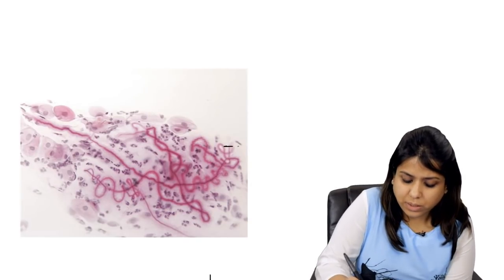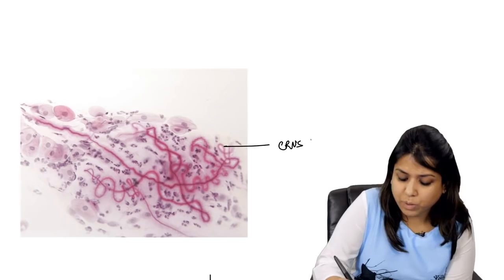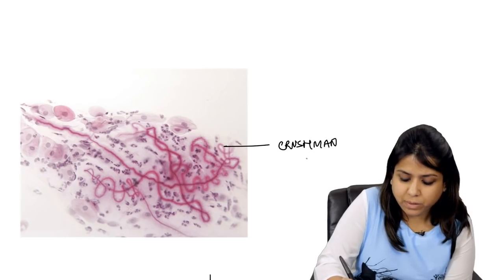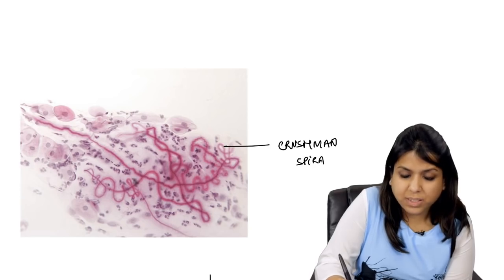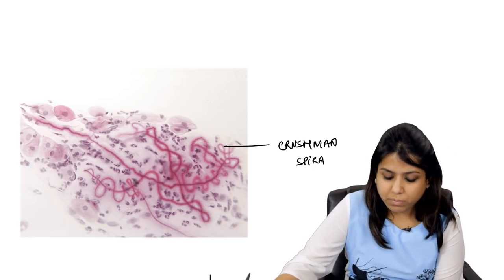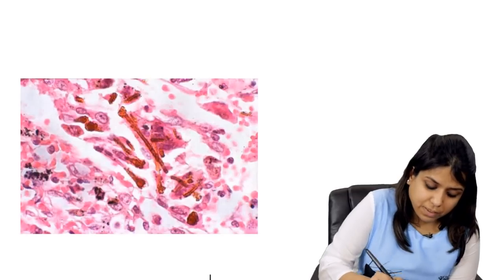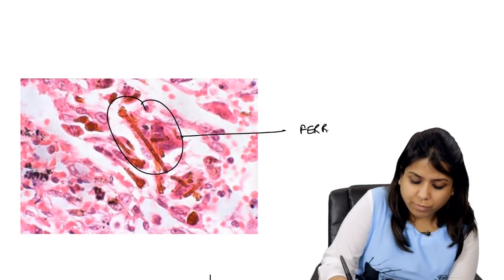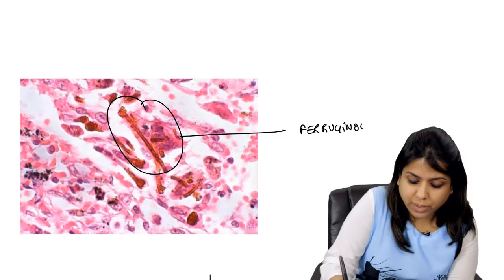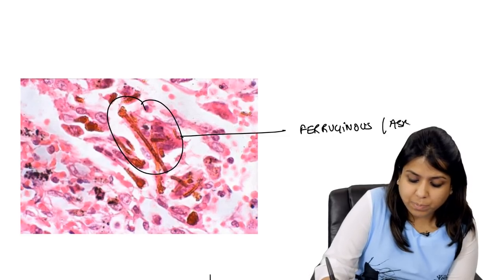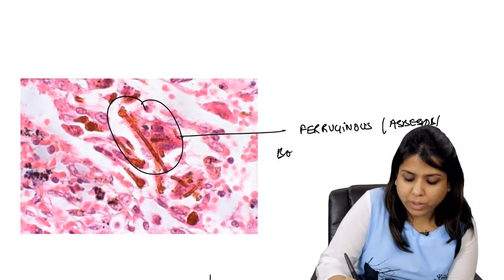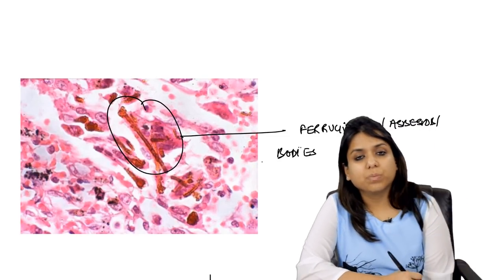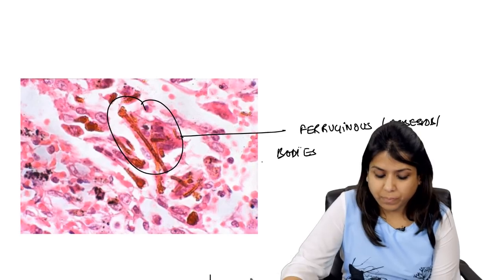Next image, students, this is a lung biopsy, sputum sample showing Curschmann spirals. This is a Curschmann spiral. This can be asked in the exam. These bodies are called ferruginous bodies or asbestos bodies. Asbestos particles coated with iron, ferruginous bodies or asbestos bodies.